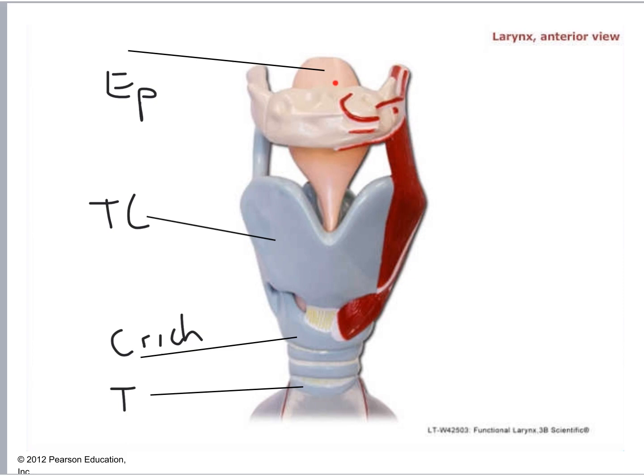All right, so epiglottis right here. Thyroid cartilage is right here. Cricoid cartilage is right here. It does form a complete ring. It does go around to the back. And then right here, this is pointing to the tracheal cartilage, which is also a hyaline cartilage.